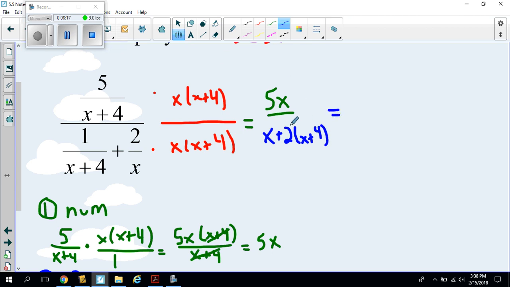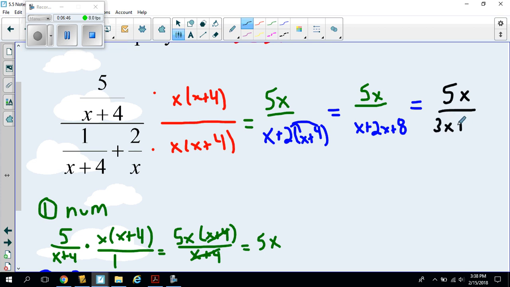Now what I do is in the denominator, you can see I can distribute the 2 to the x and to the 4. So now I have 5x in the numerator. That doesn't change because we can't really simplify that anymore. And then I have x plus 2x plus 8. And then I combine like terms in my denominator. So I still have 5x. And then in my denominator, I have now 3x plus 8. Now we cannot cancel the 5x and 3x or simplify that anymore because notice here we have a plus 8. There's an addition sign, so we can't break that apart. So then this will be my final answer.